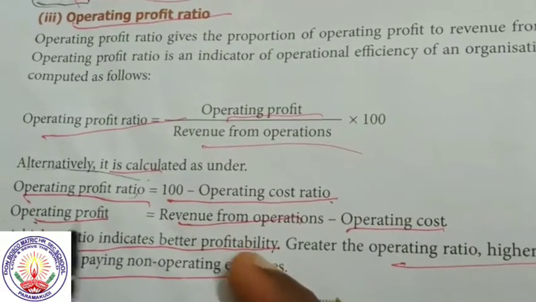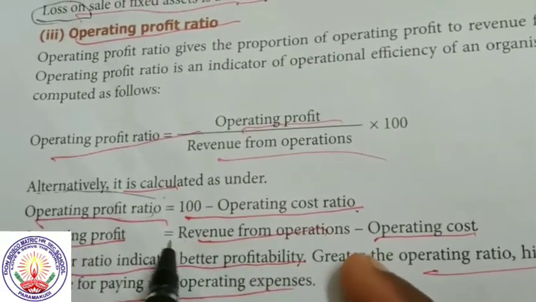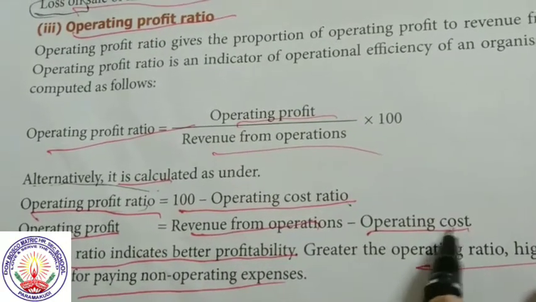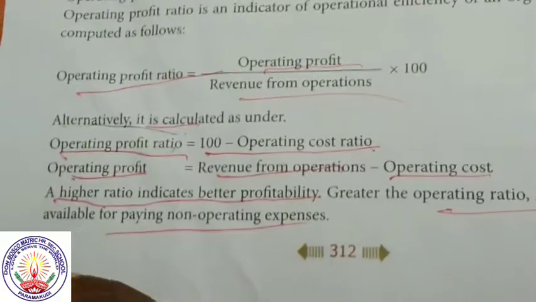Then operating profit equals revenue from operations minus operating cost. Now this indicates the formula for the operating profit ratio.